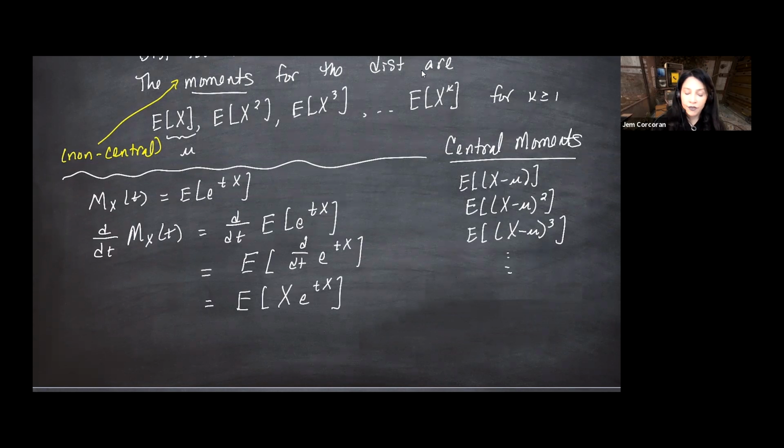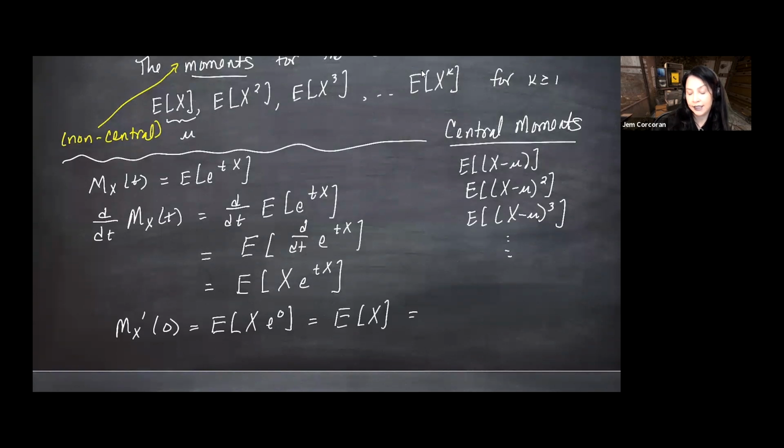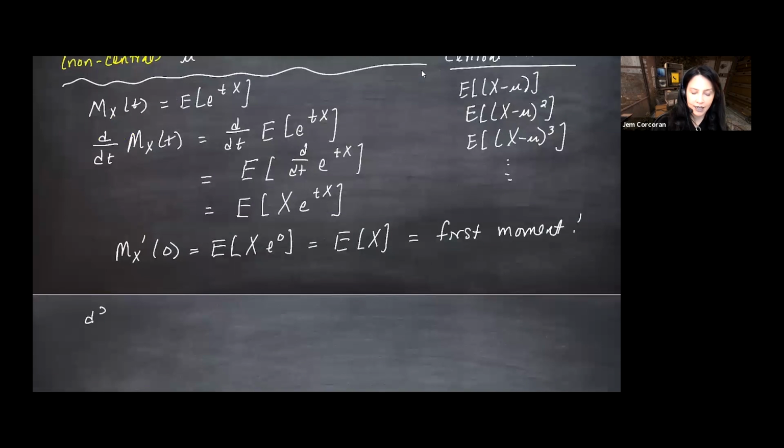And so if you evaluate this at 0, so if we look at M_X prime of 0, we're going to get the expected value of X e to the 0, which is the expected value of X, which is the first moment. We have generated a moment. And if we take another derivative, we're just going to bring down another X.